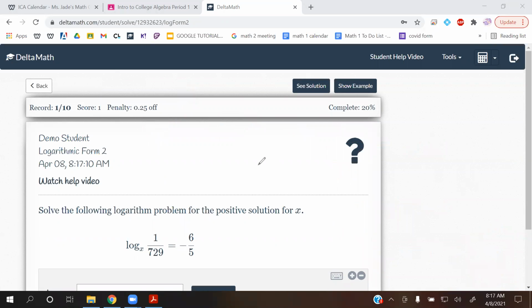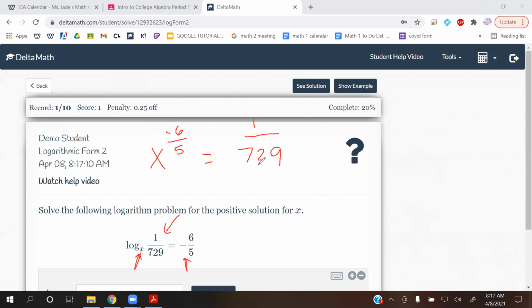Okay, so we're going to solve for x again. So this time our base is x to the power of -6/5 equals 1/729. Okay, so this time it's a little bit more complicated because we don't know what x is, and x is the base of our exponent.